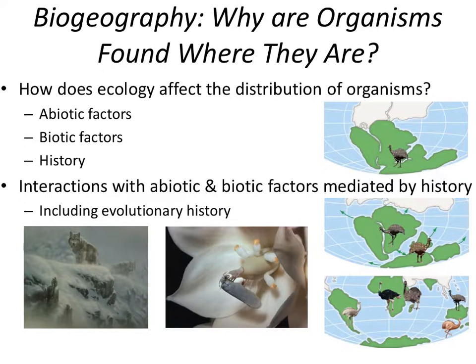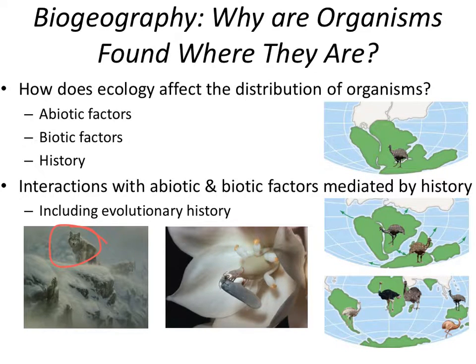Now, we've talked a little bit about biogeography before. Why are organisms found where they are? First of all, there are abiotic factors. These wolves in, let's say, the boreal forests of northern Canada have a long fur coat. They've got a whole bunch of things that allow them to survive there. They would not do very well in a tropical rainforest, would they?